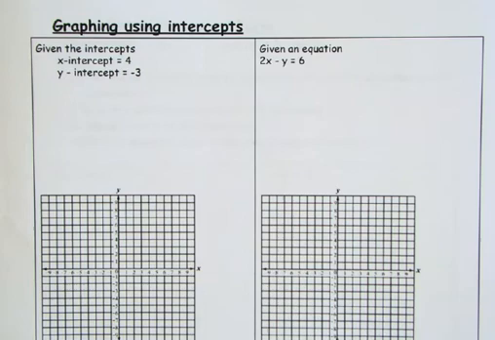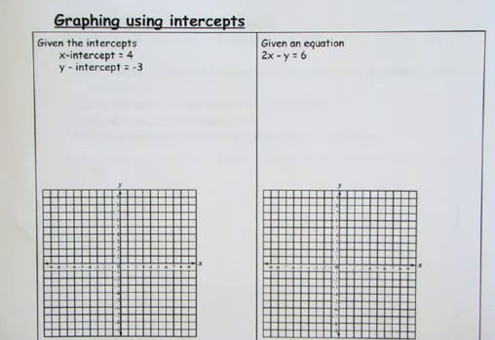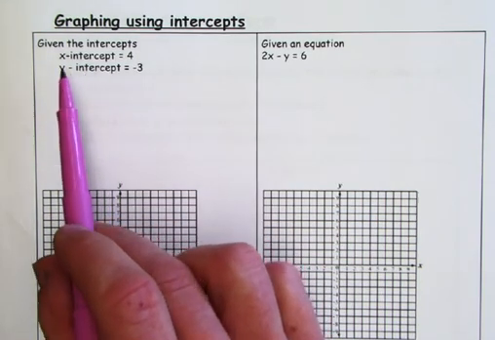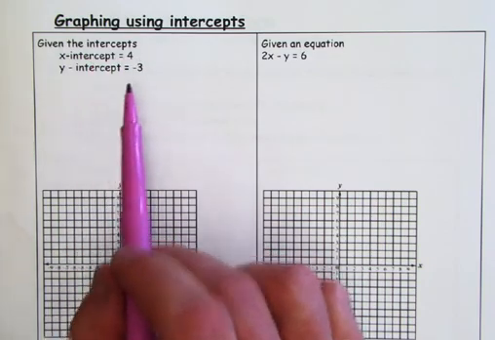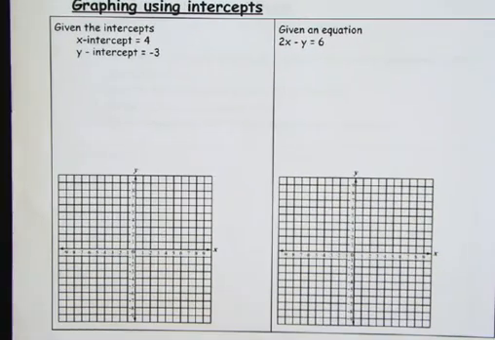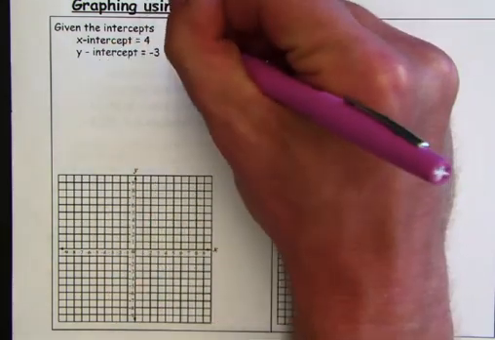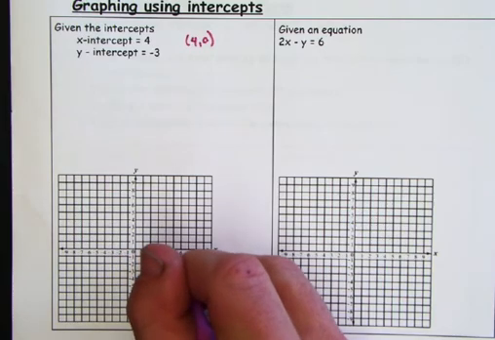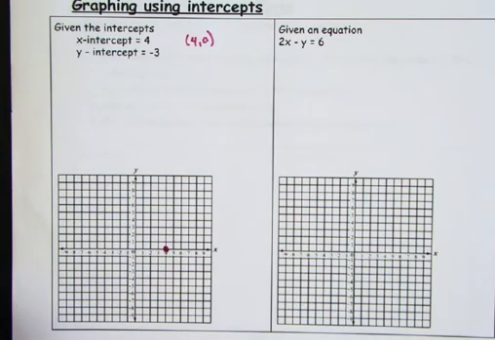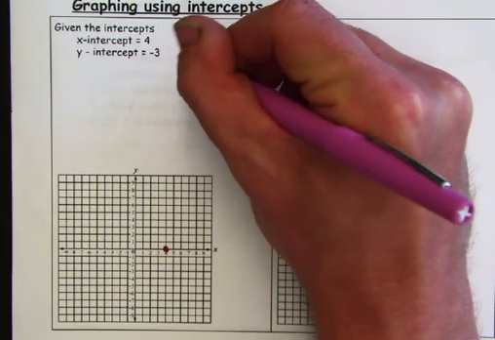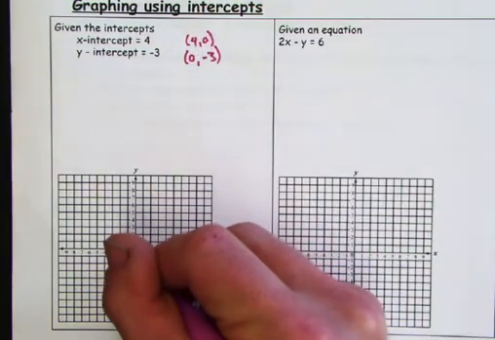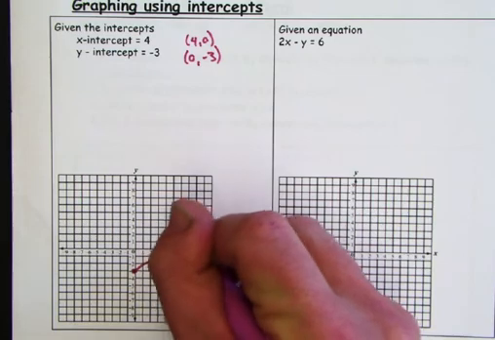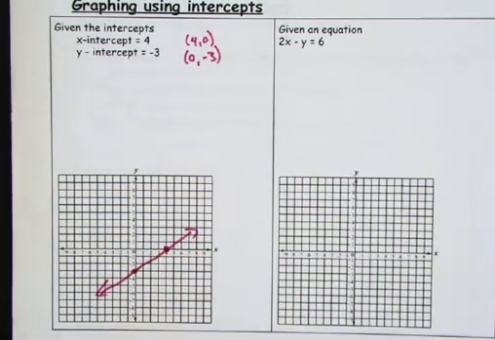Now let's talk about graphing using these intercepts. We're going to do this kind of the inverse. Here we're going to graph using the intercepts. Now this one, they're giving you the intercepts. The x-intercept is 4, the y-intercept is -3. Well, that's about as easy as it gets. If the x-intercept is 4, that means we have a point at 4, 0. We go 1, 2, 3, 4, and put a point. If the y-intercept is -3, that means we have the point 0, -3. We go down 1, 2, 3, put a point. All we have to do is draw a line that connects those.